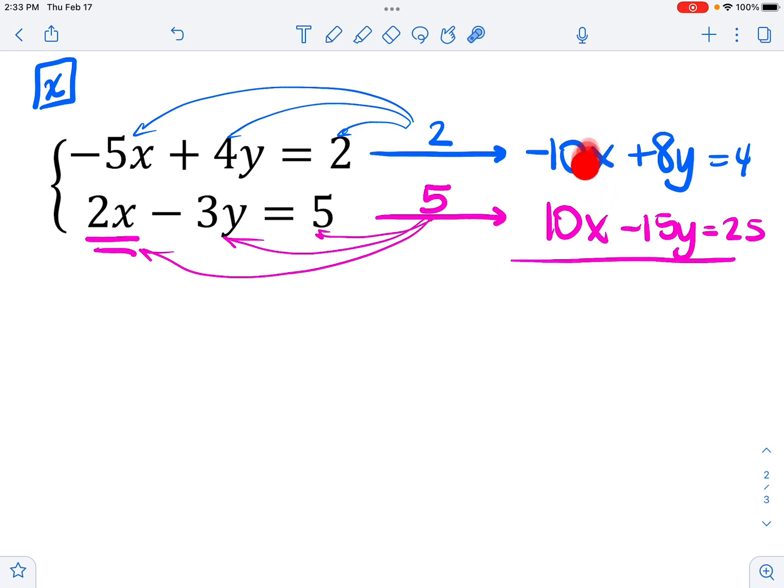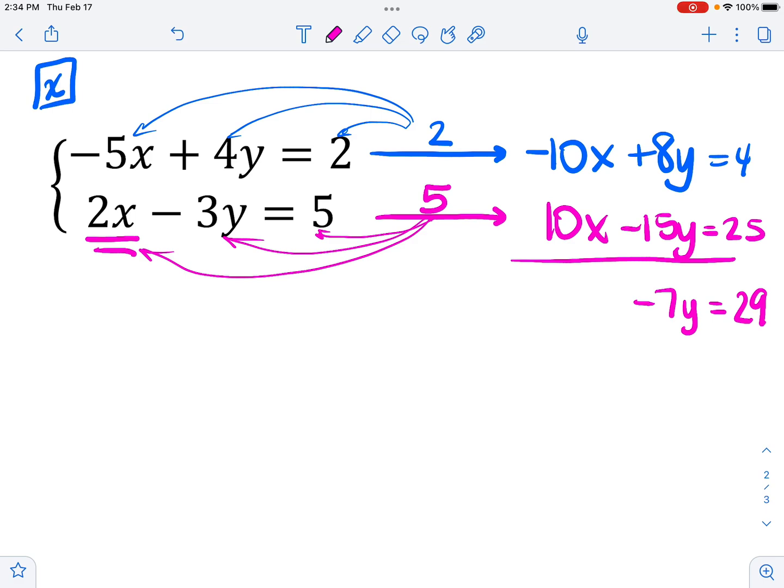And then now that I have same but opposites, these will go away because they produce a 0. And then I just compress these. 8 minus 15 is negative 7y. 4 and 25 is 29. I'm going to divide both sides by negative 7.